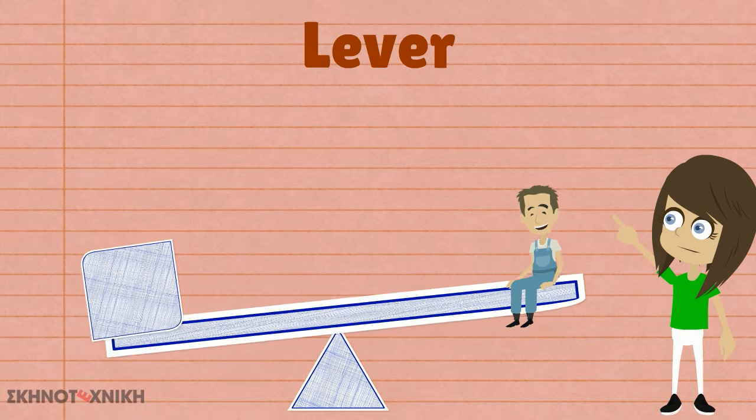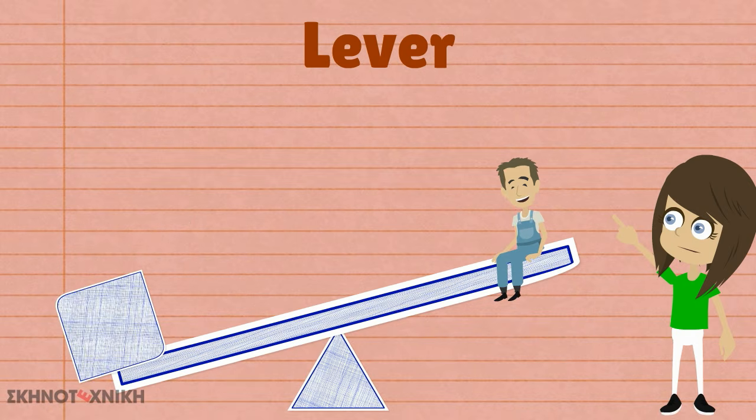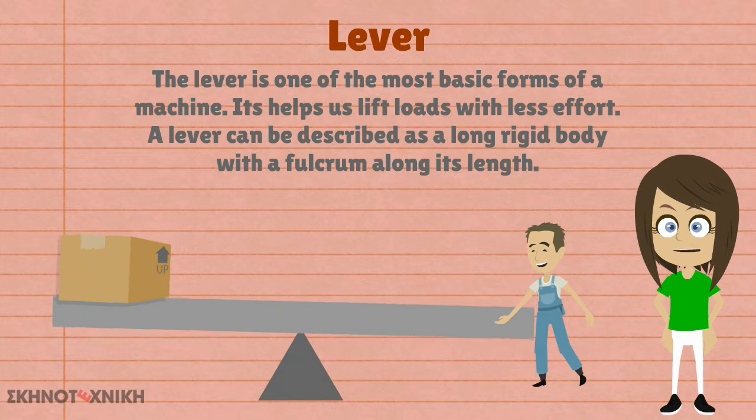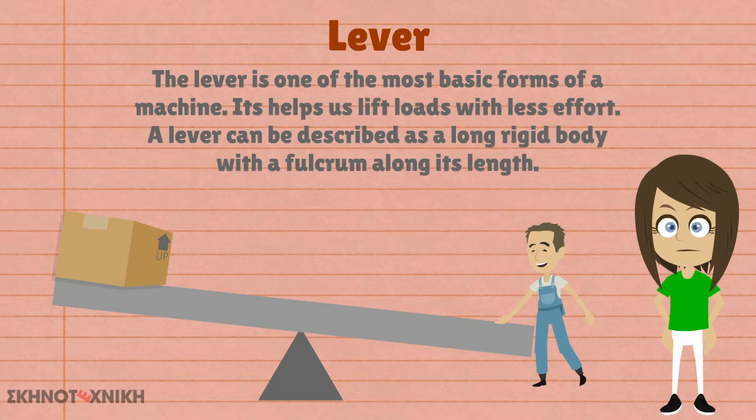Lever. The lever is one of the most basic forms of a machine. It helps us lift loads with less effort. A lever can be described as a long rigid body, with a fulcrum along its length.